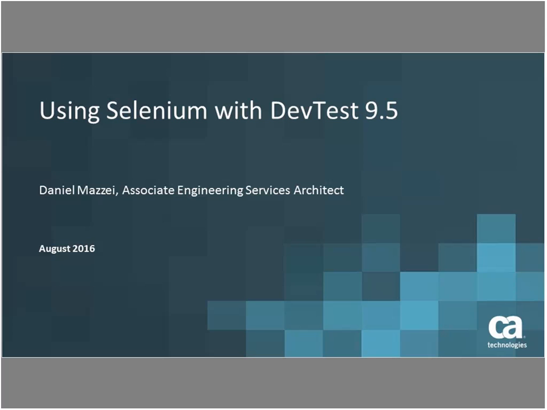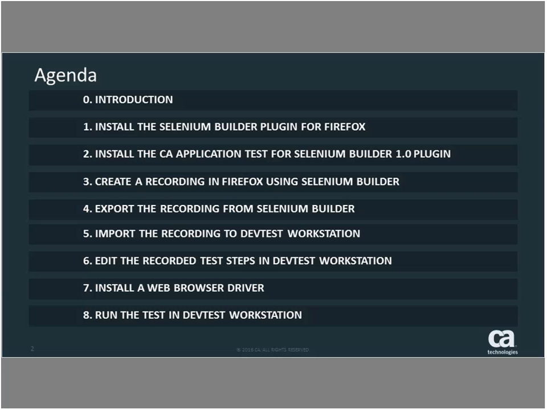Okay. So again, the process is pretty straightforward. We install the Selenium Builder plugin. Then we'll install the CA AppTest plugin for Selenium. It's really a plugin for a plugin, and we'll come to that later. We'll create a recording in Firefox. Selenium only supports recording in Firefox, so that's why we're using Firefox, but we can play back in any other browser. We'll export the recording from Selenium Builder from Firefox.